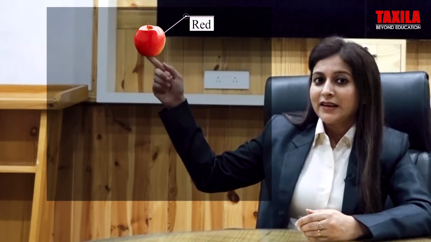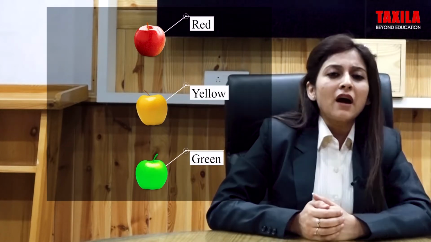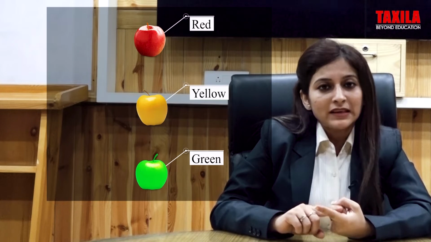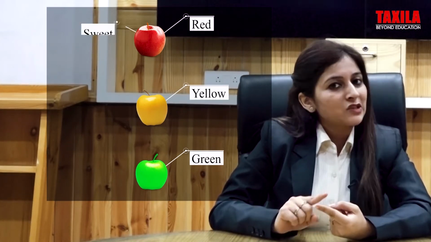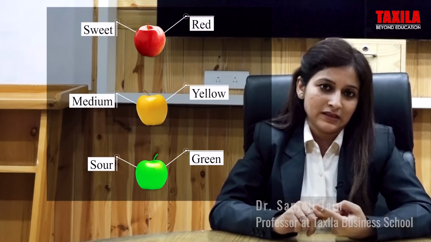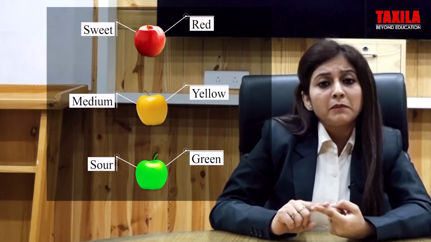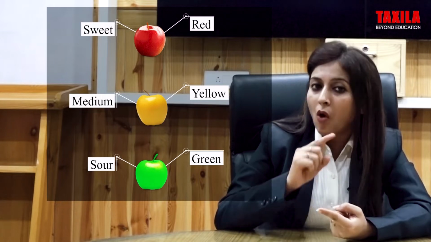So let's understand nominal data, ordinal data, interval data and ratio data with the help of an example. Suppose I have 3 apples. Apple 1 is of red color, apple 2 is of yellow color and apple 3 is of green color. Now this red, yellow and green is my nominal data. Now I say that apple 1 is sweet in taste, apple 2 is medium in taste and apple 3 is sour in taste. So this sweet, medium and sour, because I am comparing the things, I am ordering the things, so this is my ordinal data.